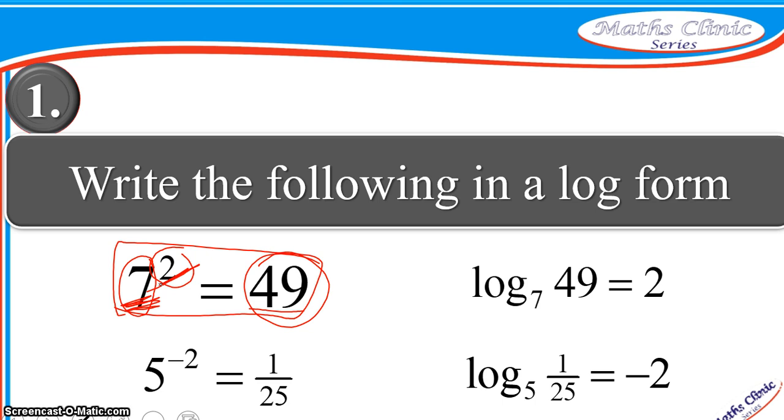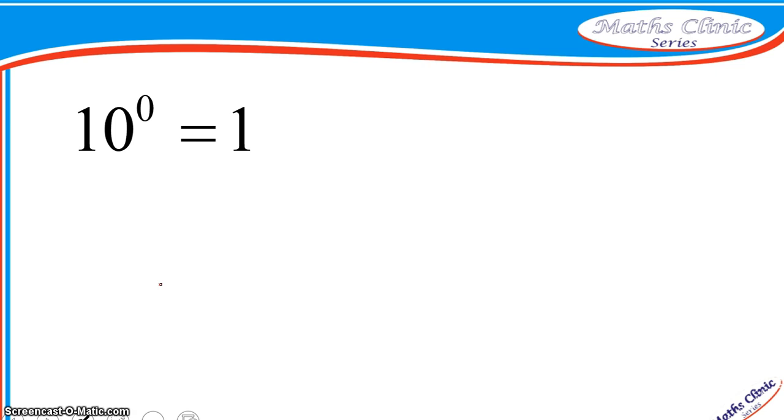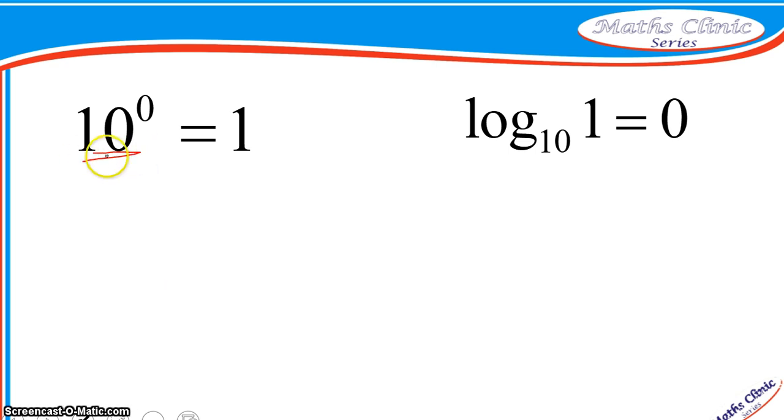Now let's try more. 10 exponent 0 is 1. How will you write this in a logarithmic form? Beautiful. I'm sure you had log base 10 of 1 is equal to 0. So the base will always remain the base. And then this is the answer when I multiply this one by itself, or this to an exponent of 0. So that becomes the log over here.